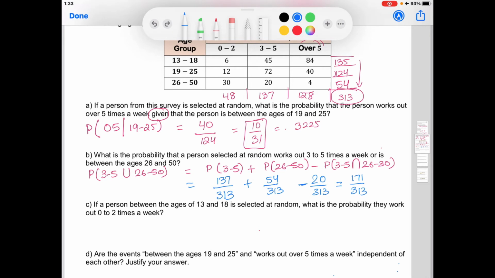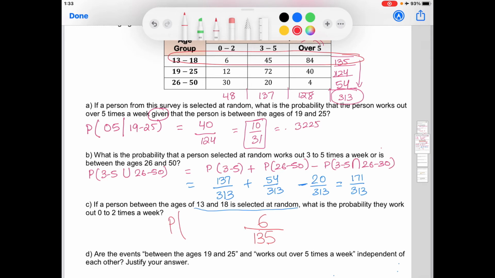If a person between the ages of 13 and 18 is selected at random, what is the probability they work out 0 to 2 times a week? So here we are given a condition. So the condition is you're looking at all the group of 13 to 18. So your denominator is going to be what? 138, right? And you're looking at how many of them work out 0 to 2 times a week, which is 6. So it's going to be 6 out of, not 138, sorry, 135. So 6 out of 135.